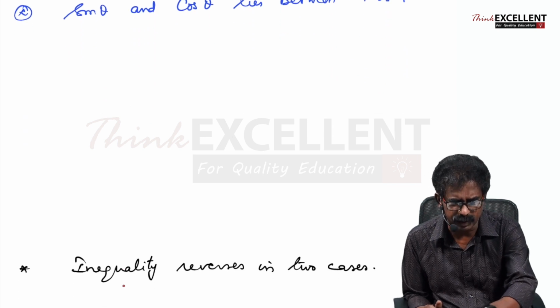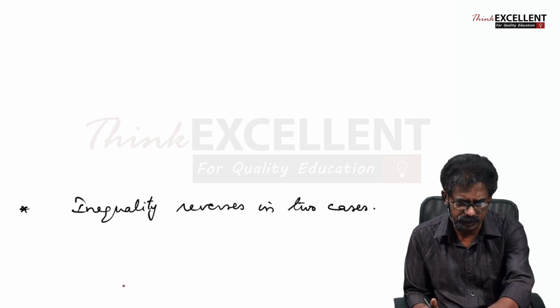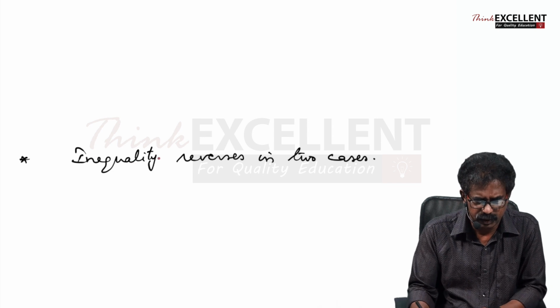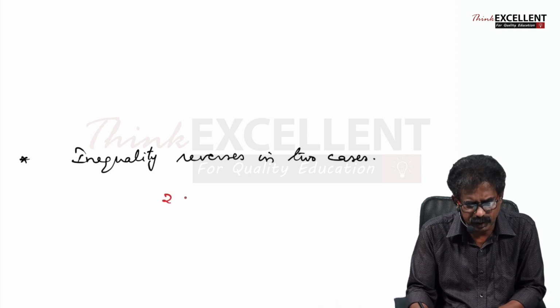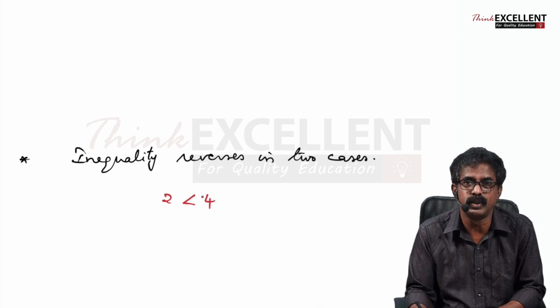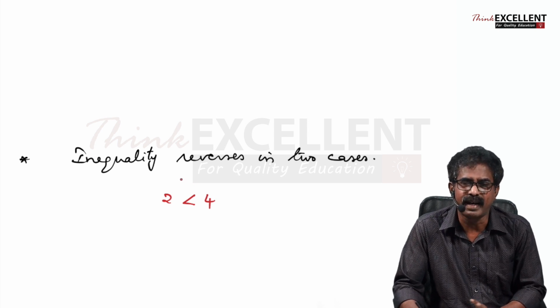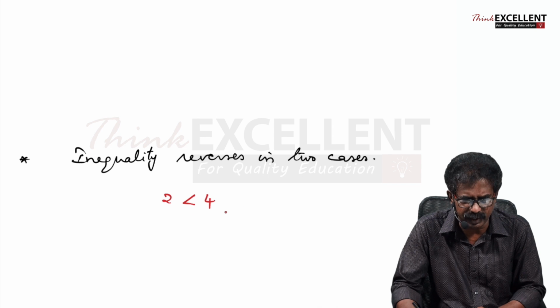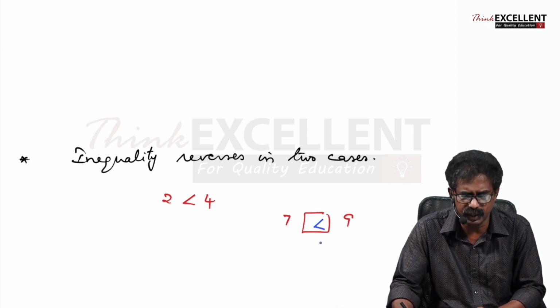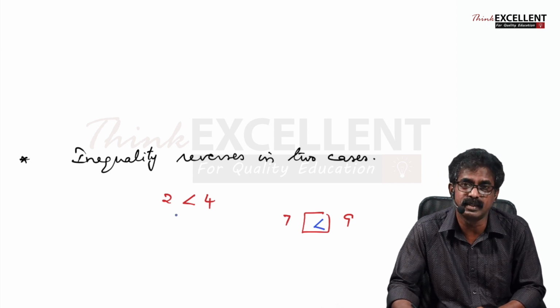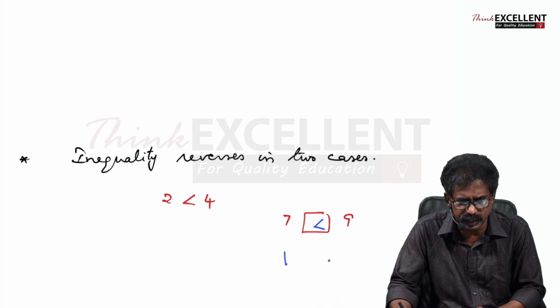Another very important thing, inequality. Listen, you know 2 is less than 4, right? Suppose I'm adding 5 to both sides. So 5 plus 2 is 7, and here 5 plus 4 is 9. What sign do you have to put here, less than or greater than? 7 is less than 9 only. Okay. Suppose I'm subtracting 1. Subtracting 1, you will get 1 and 3. What sign do you put? 1 is less than 3.